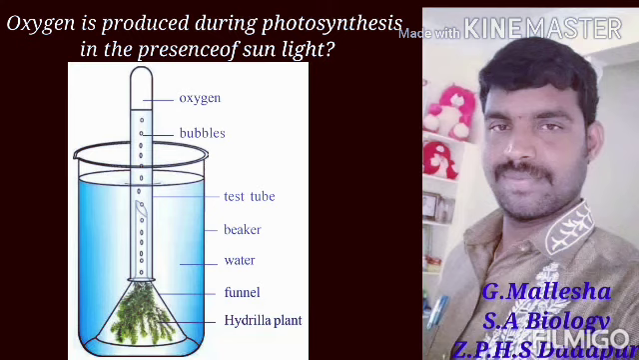Oxygen is evolved in the photosynthesis process. Photosynthesis is the process of food preparation in the plant. Whenever photosynthesis occurs, the plant produces oxygen. This oxygen is used by all living organisms on the earth.